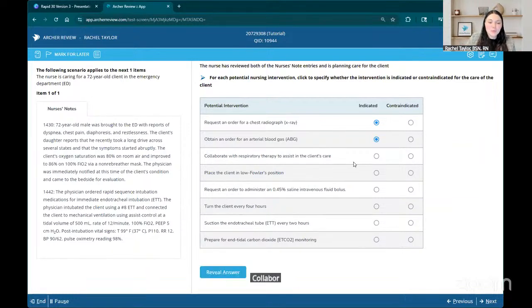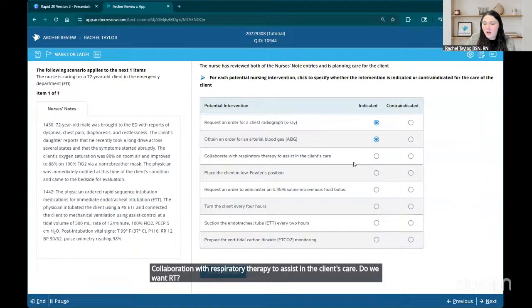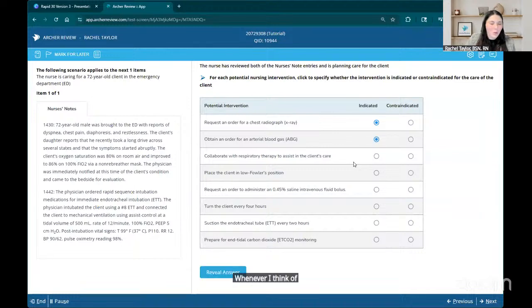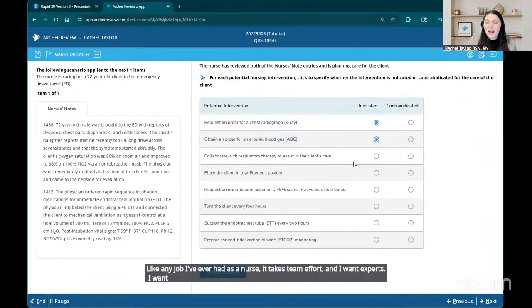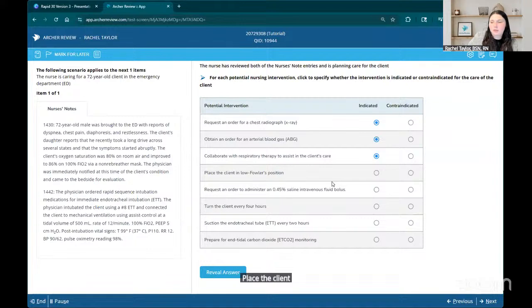Collaboration with respiratory therapy to assist in the client's care. Do we want RT? Whenever I think of nursing, is it a one-man show? No, it takes a team effort. Like any job I've ever had as a nurse, it takes team effort, and I want experts. I want an RT. I want people who are experts in what they do because it's going to benefit my client's care.